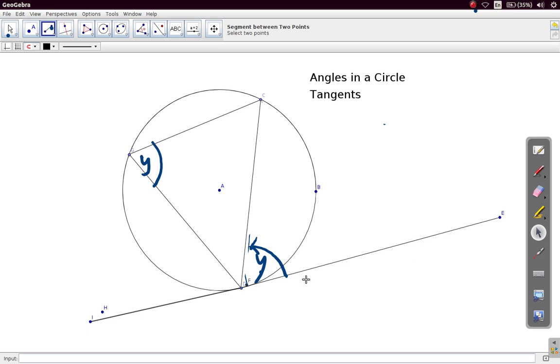Now, in this case, if this is y, this angle y, then this is y as well. And if I call this x, then this angle up here would also be x. Right?